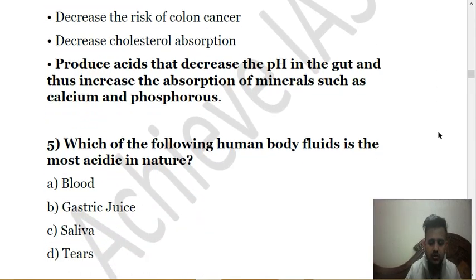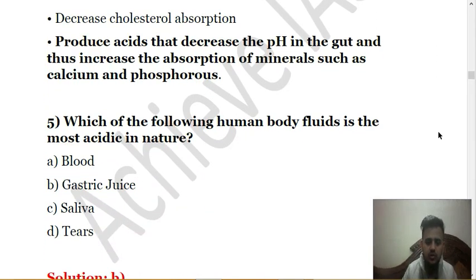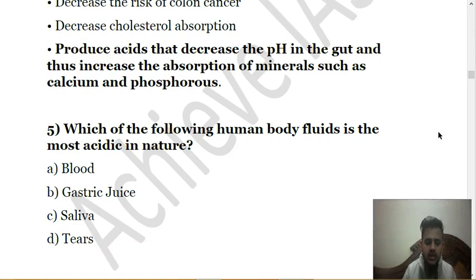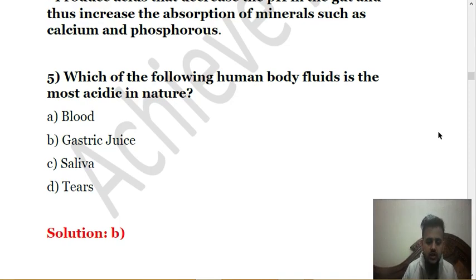So let's move on to the fifth question. Which of the following human body fluids is the most acidic in nature? A, blood. B, gastric juice. C, saliva. D, tears. Let me tell you, friends, that the most acidic fluid in the human body is the gastric juice that is released in the stomach to digest food. So basically, the answer is B.